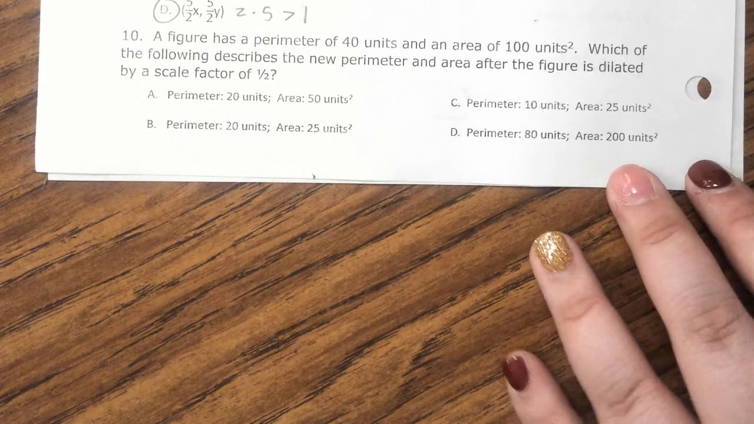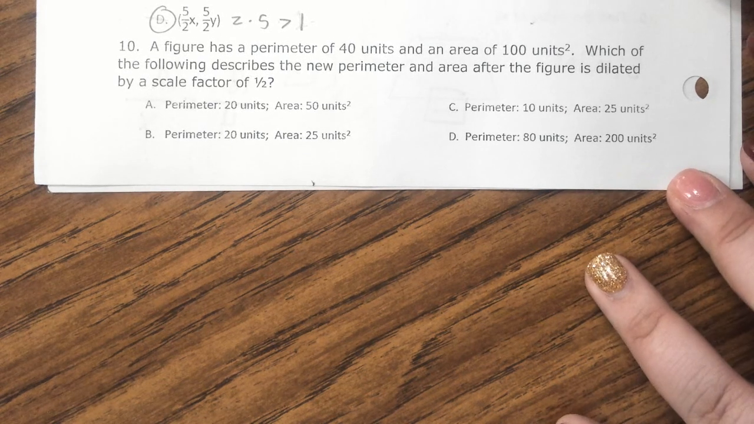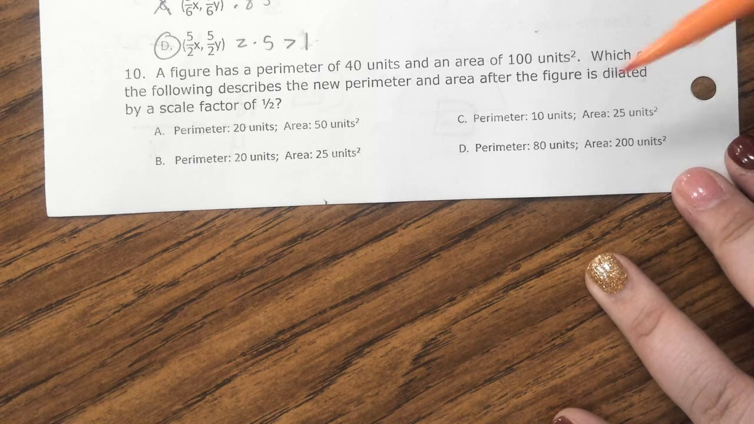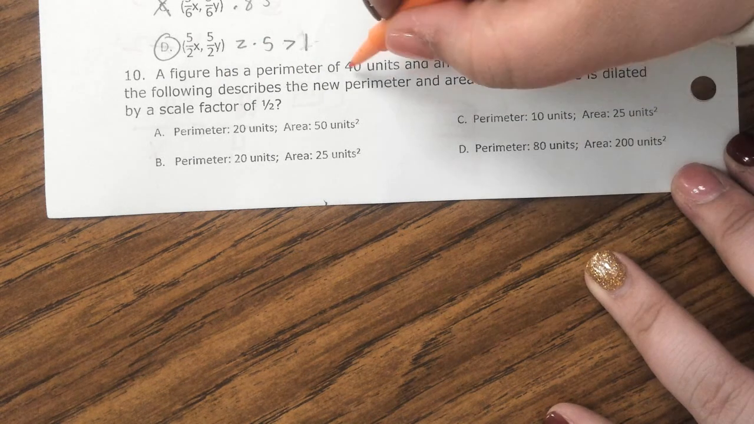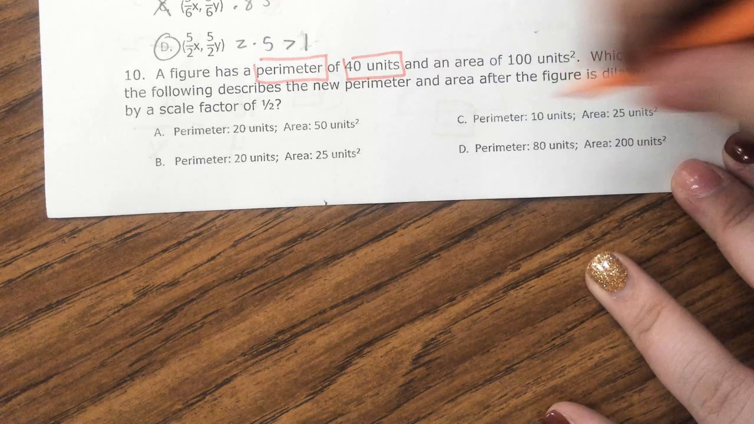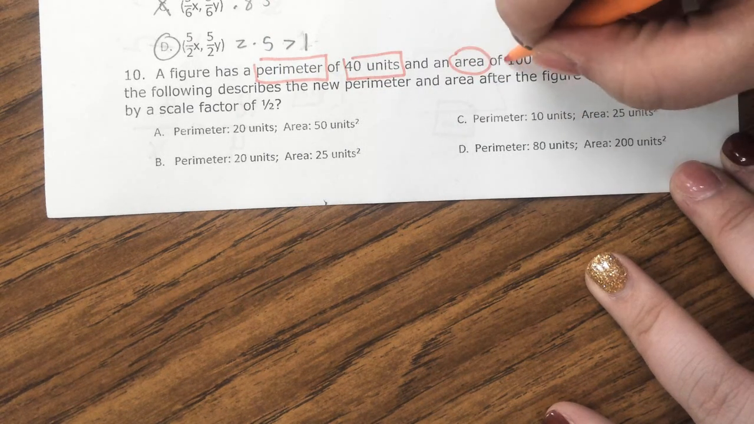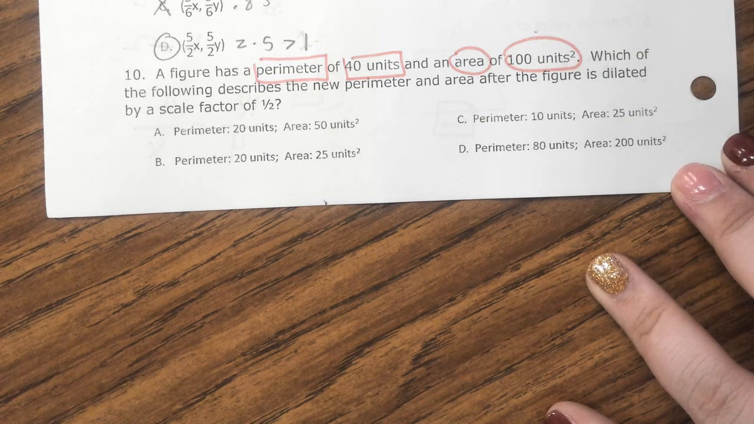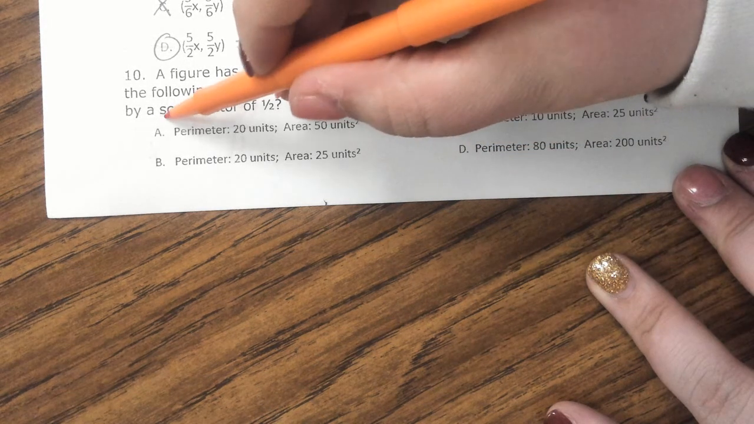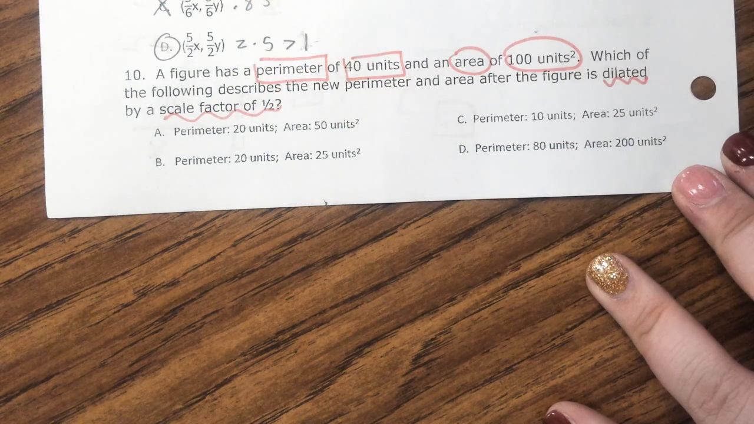Looking at number 10, this is not a hard, difficult, awful problem, but it is very lengthy, which means we don't like it. It says that a figure has a perimeter of 40 units. That's the perimeter. Okay? And it has an area of 100 units squared. We want to know which of the following would be the perimeter and the area after we dilate it using a scale factor of half. The scale factor is half.